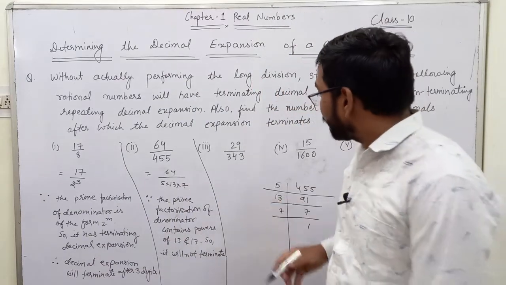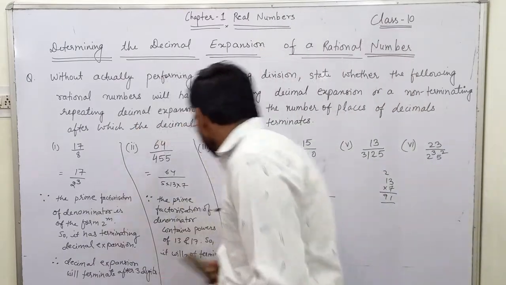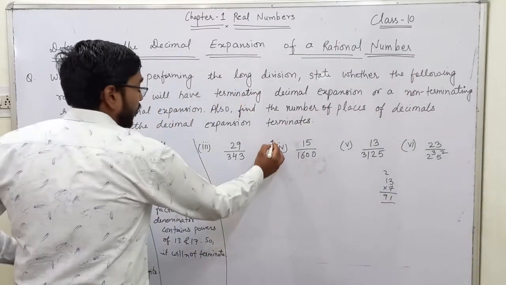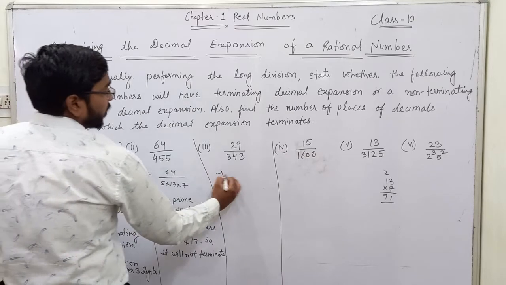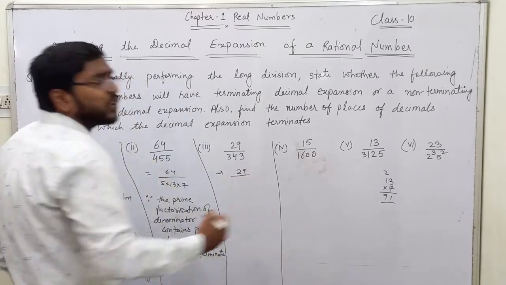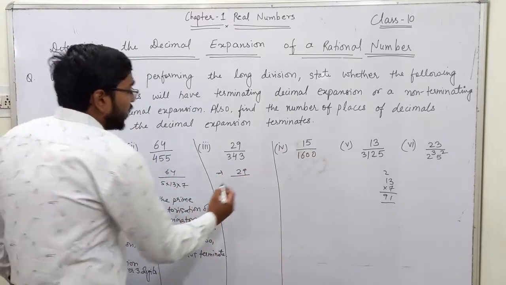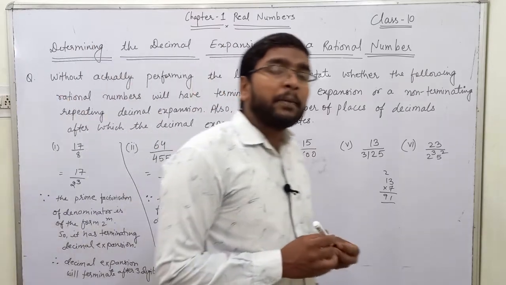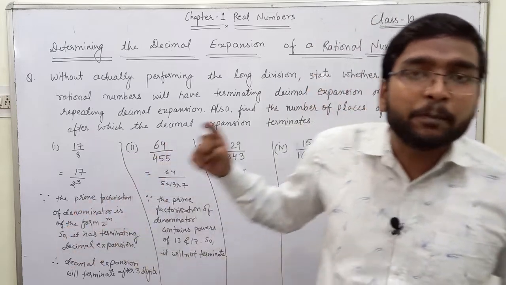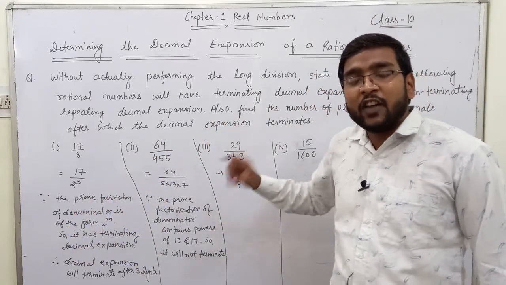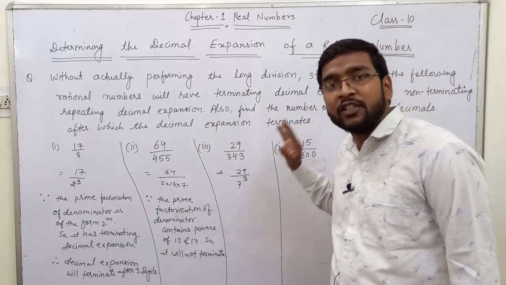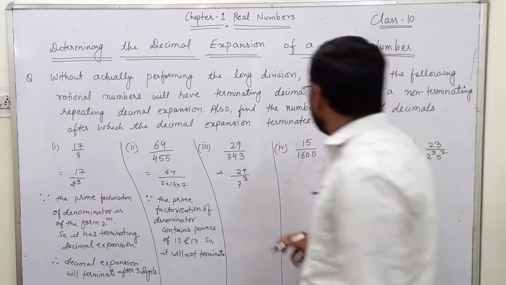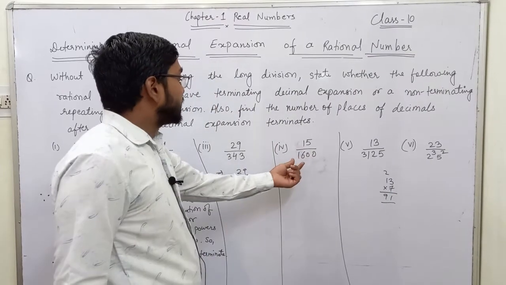Okay, now look at the third one. Here you should know that 343 is the cube of 7. So I will simply write 7 cube here. Now again, the prime factorization of the denominator contains powers of 7 only, so it will also have a non-terminating decimal expansion.